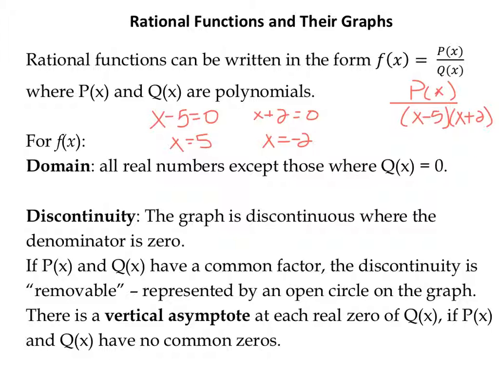We'll see some more examples as we go forward, but just keep in mind that's what it means. We don't want a denominator equal to 0. We can't have the domain where that's possible.